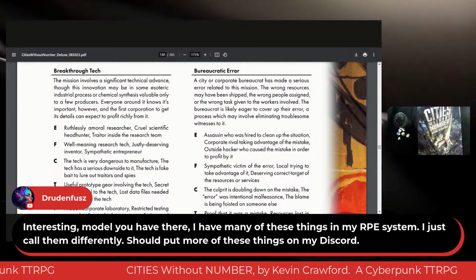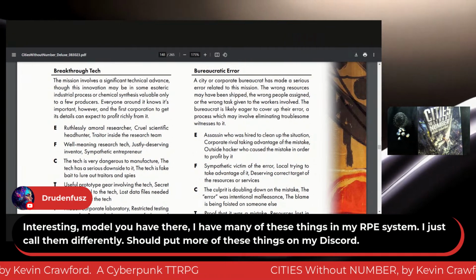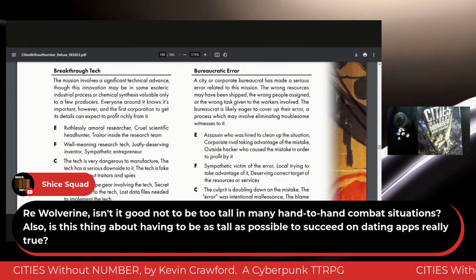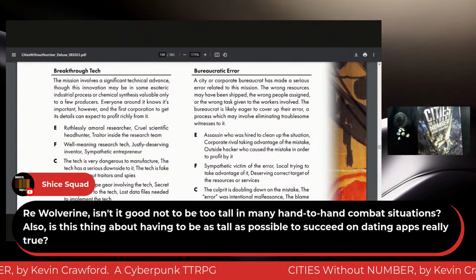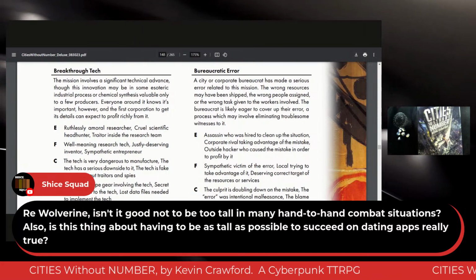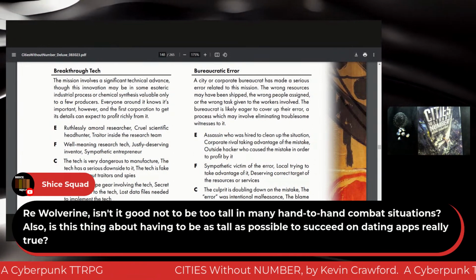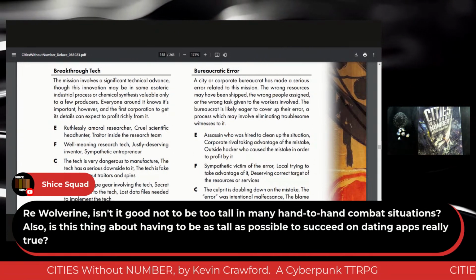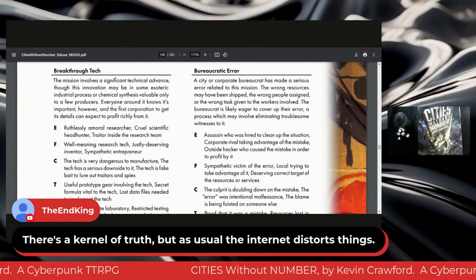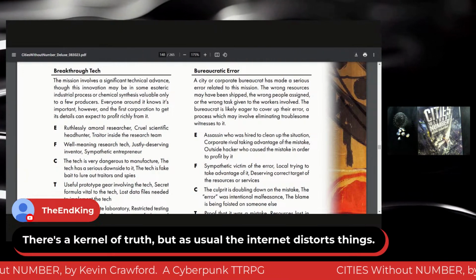Isn't it good not to be too tall in many hand-to-hand combat situations? Also, is this thing about having to be as tall as possible seen on dating apps really true? It seems to have spread throughout the internet. I don't know if it's that true, but if you do simple searches, it seems women are obsessed with men that have to be well above 6 feet, and it's just a thing. Yeah, I'm with you, End King. It's distorted truth. The problem is people who believe in the distortion, so that's what's making it worse.